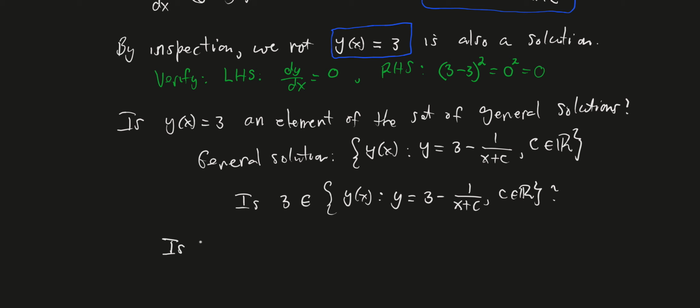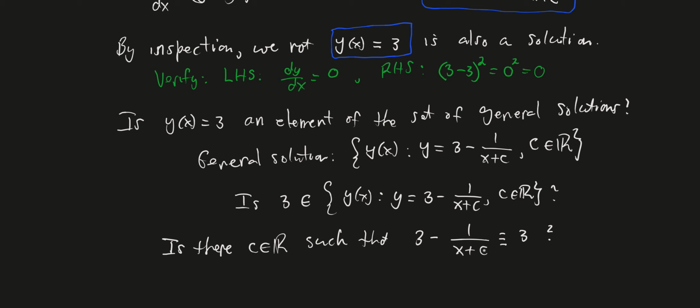So is there a c such that, and we'll write it down now, 3 minus 1 over x plus c is equal to 3? In other words, and this would be for all values of x, is there a way to make these two identical, essentially? Well, let's see if we could solve this equation to figure out if there is a constant that would work.